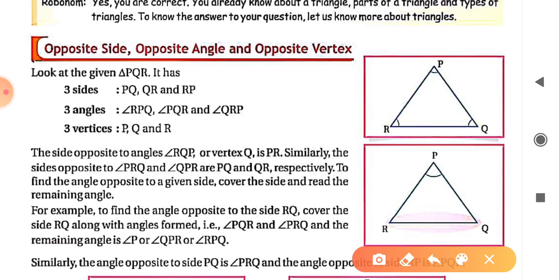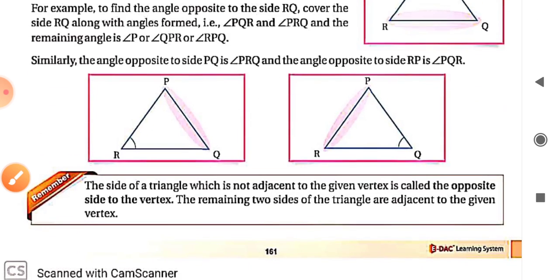Similarly, we can also find opposite angles. If we are given a side PR and we have to find the opposite angle of PR, the opposite angle of PR is angle Q, that means angle PQR. Angle PQR is the opposite angle of side PR. Similarly, we can find opposite angles of other sides. This is opposite side and opposite angle.